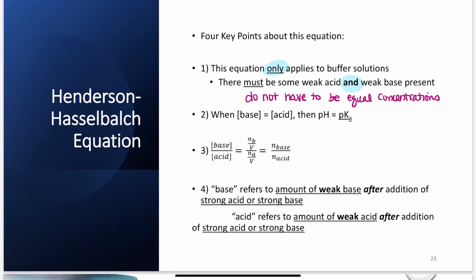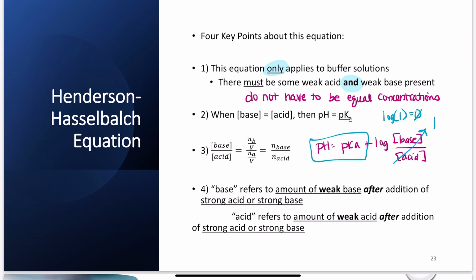When the concentration of base equals the concentration of acid, pH equals pKa. If base equals acid, then this term goes to 1. The log of 1 equals 0, and pH equals pKa. It's really important for you to understand what that means: when the concentration of acid is equal to the concentration of base, that means there's the exact amount of moles of HA as there is of A- in solution.